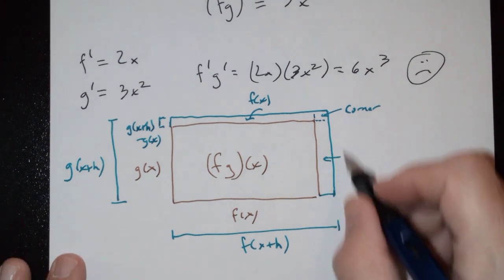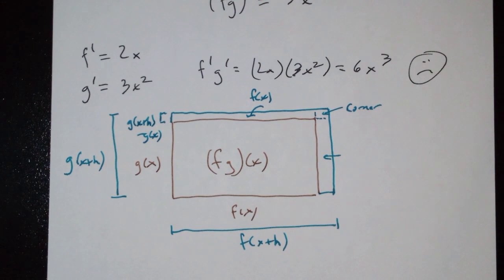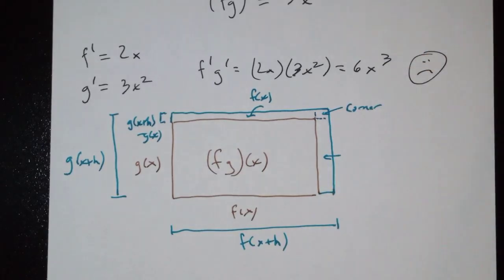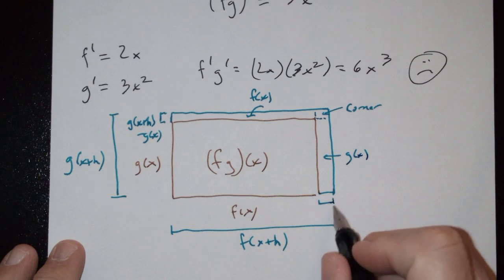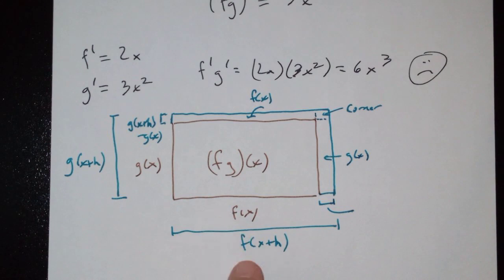What about this right-hand side? Not the corner, just the vertical strip. Its height is what? G of x. And its width is the difference in the f's, isn't it?